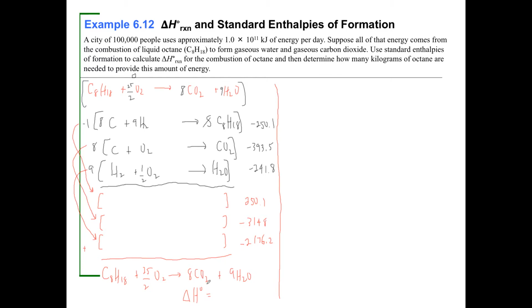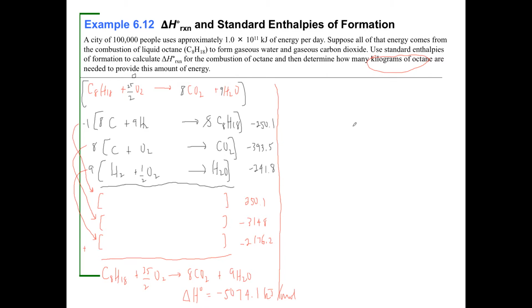And so the standard heat of this reaction is going to be minus 3148, positive 250.1, minus 2176.2. It's going to be minus 5,000. Okay? Minus 5,000. Minus 5074.1 kilojoules per mole.